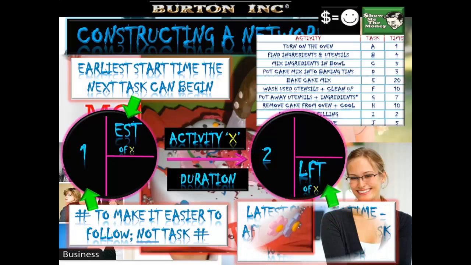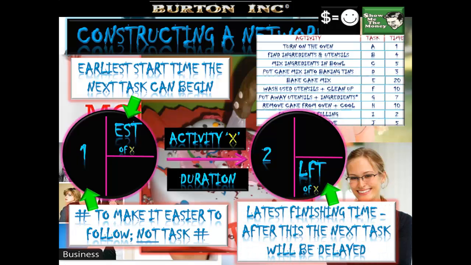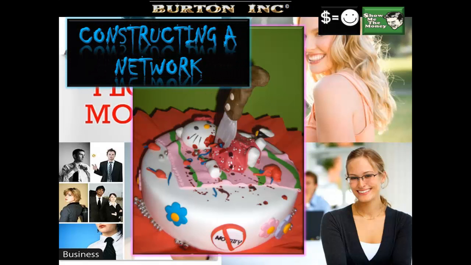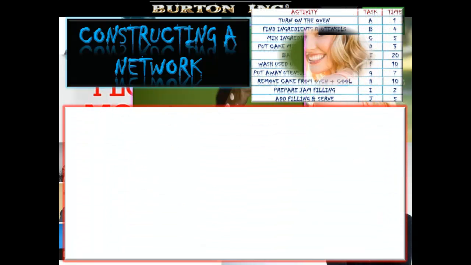Our latest finishing time of the previous activity. So that's the latest finishing time. After this, the next task will be delayed. With that information, that's our starting point. We now go away and construct a network.